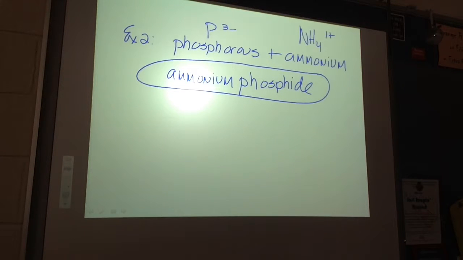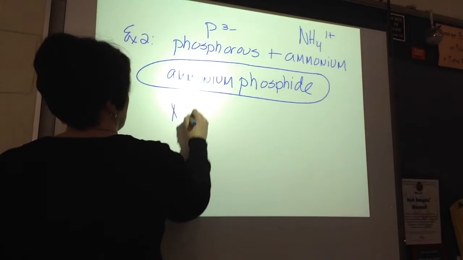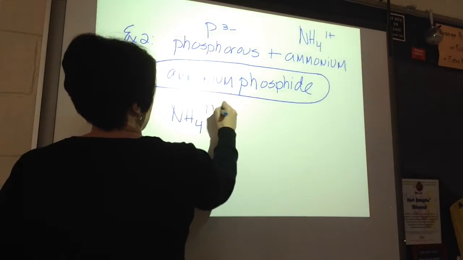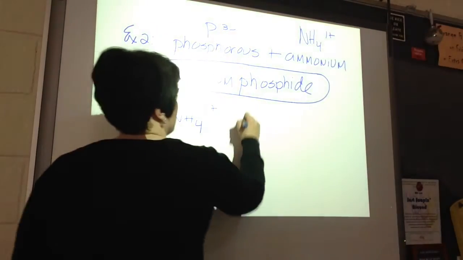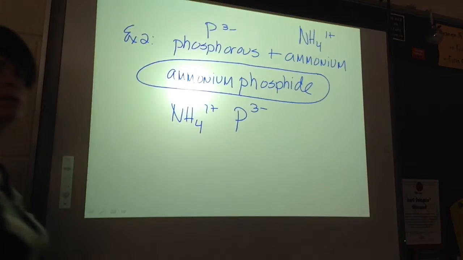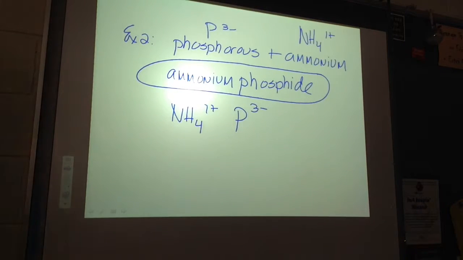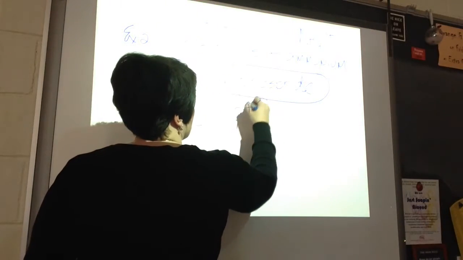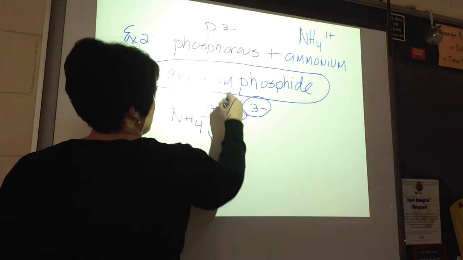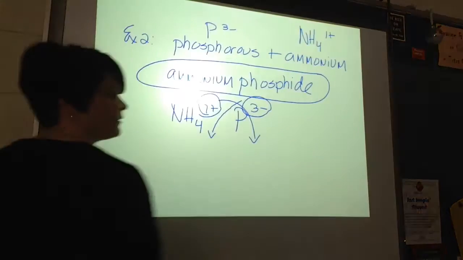Now we're going to formula write. Okay? NH4 with a 1 plus. Phosphorus with a 3 minus. This 3 comes over here. This 1 goes over here.